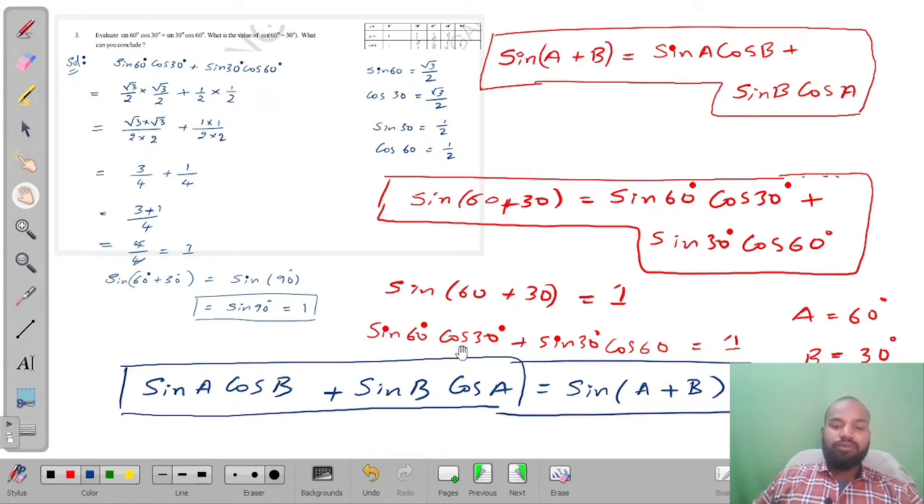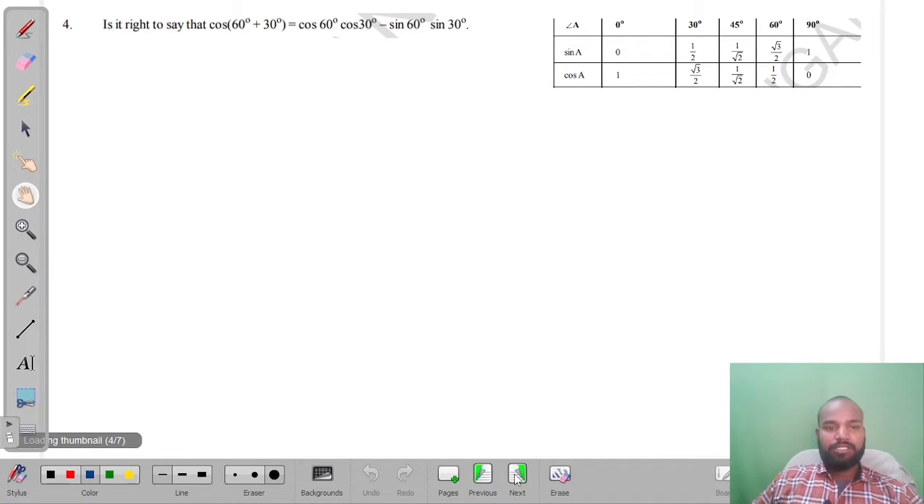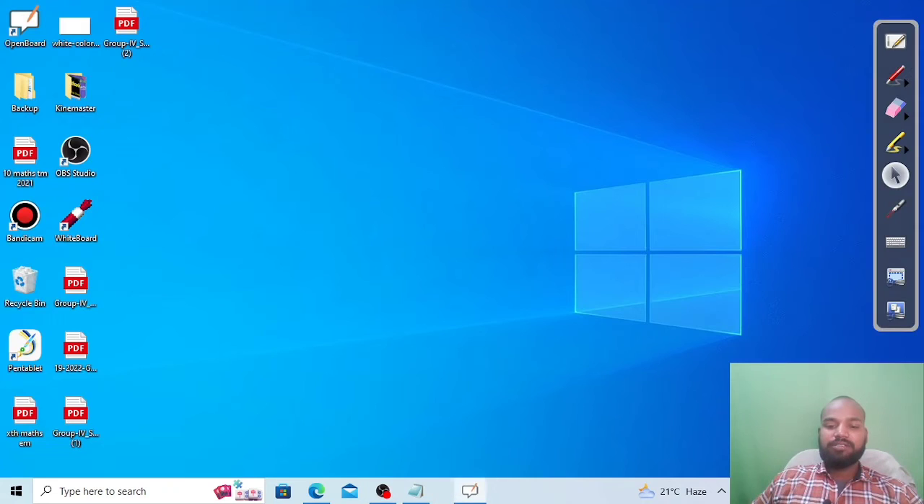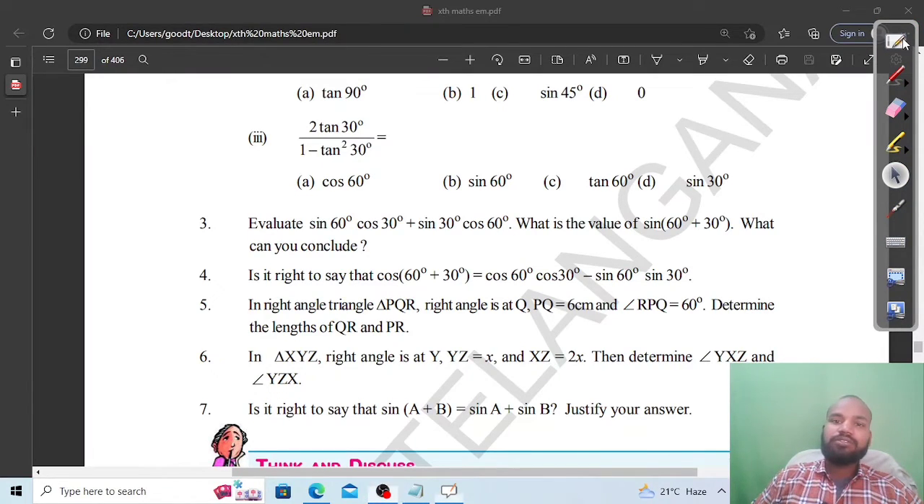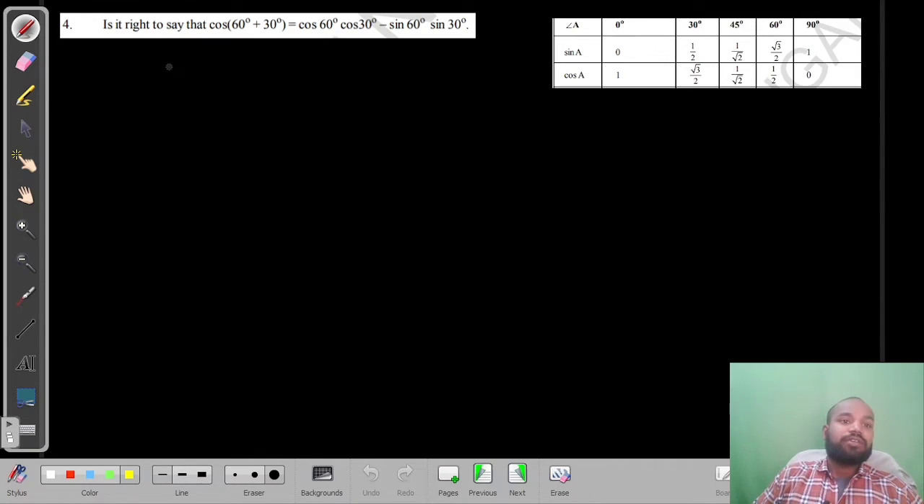Okay. Now moving to the next problem. So what is the next problem? See here. Now see the next question. Is it right to say that cos 60 plus 30 is equal to cos 60 into cos 30 minus sin 60 into sin 30? So let us take the values.